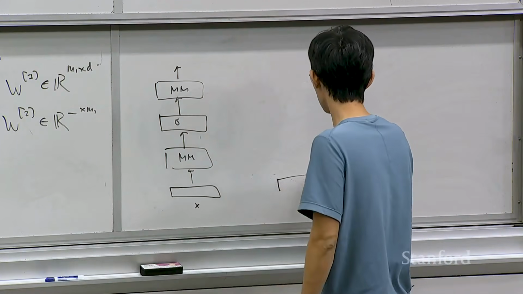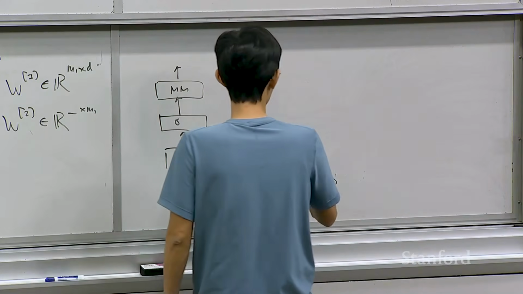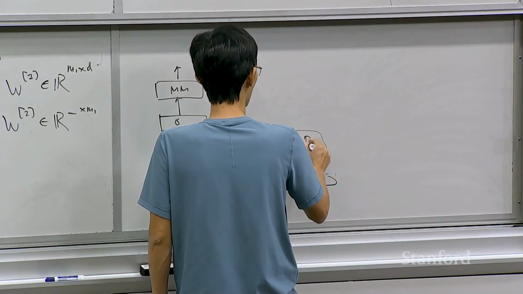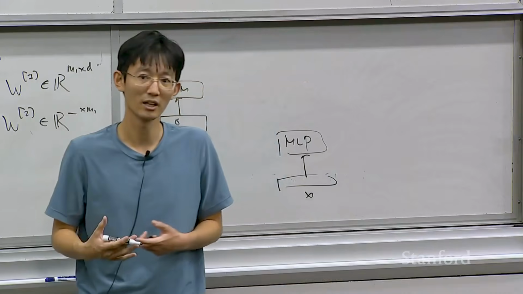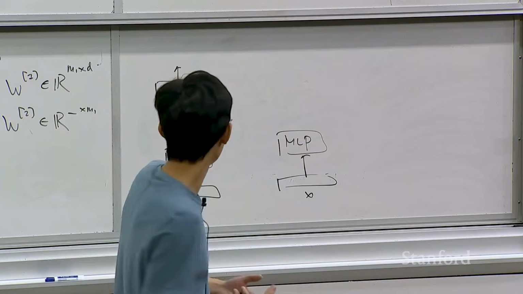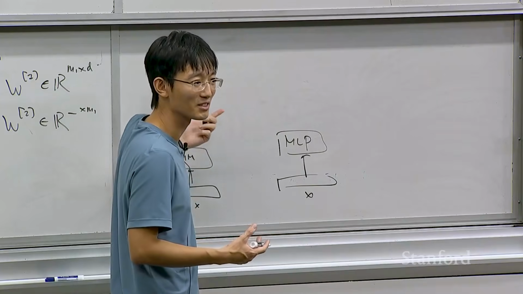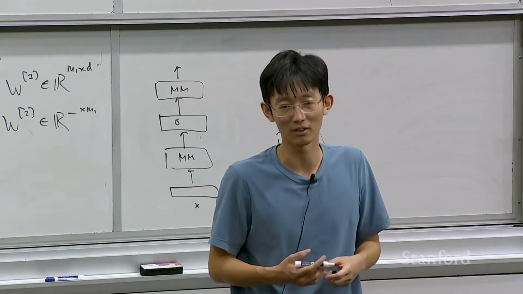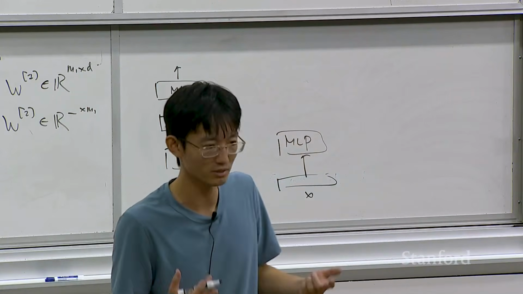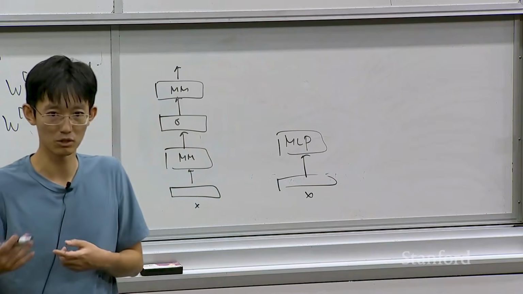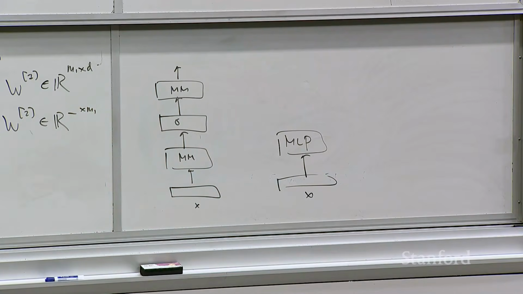So sometimes you will just draw this. You have X, and then an MLP, which stands for multi-layer perceptron. Often it encapsulates one or two layers, a few of these components. When people say MLP, sometimes it's one matrix multiplication and one sigma. Sometimes it's two matrix multiplications, and so on and so forth.